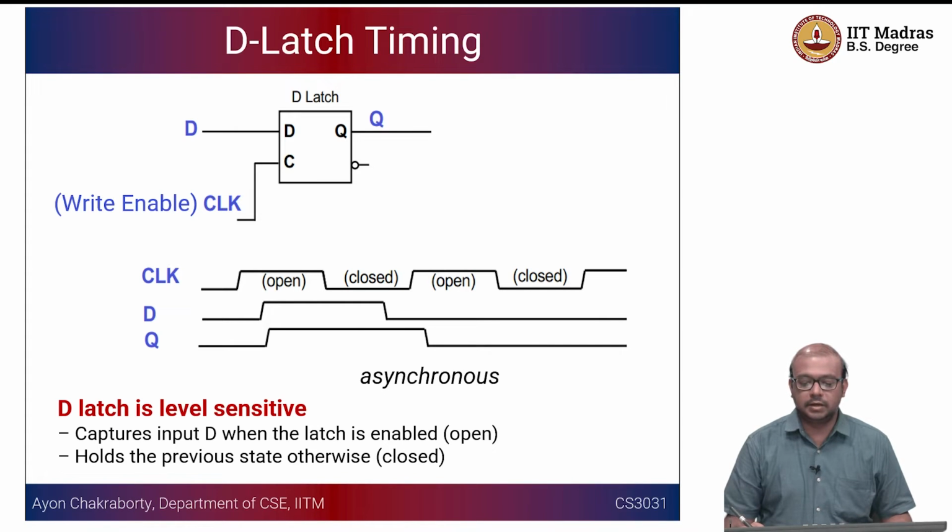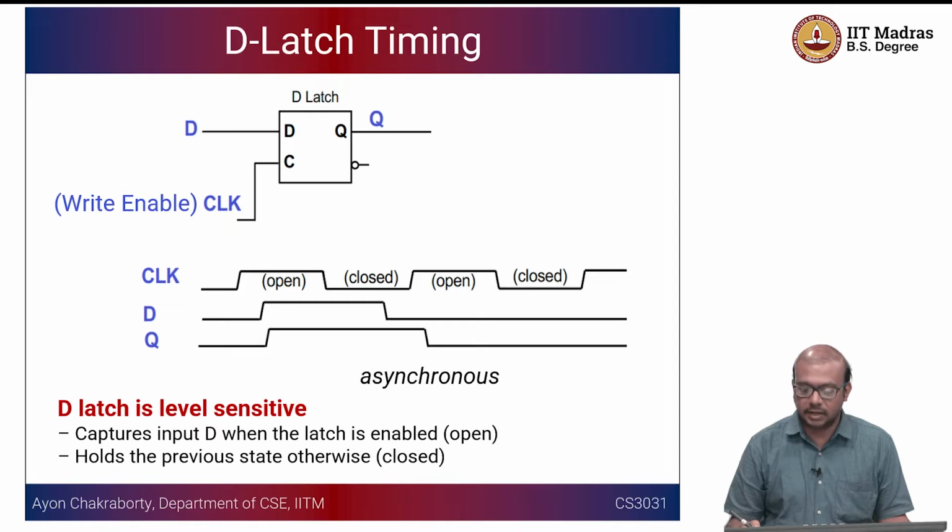And suppose we were using this clock input as a write enable input. So this is write enable, which basically means if the write enable is set to 1, the data is going to be copied to Q, and if the write enable is set to 0, the data is not going to be copied to Q. Okay, so it is just going to retain its previous value.